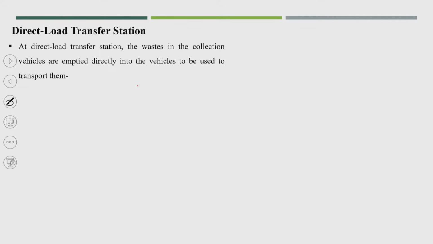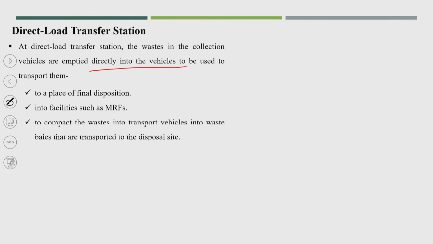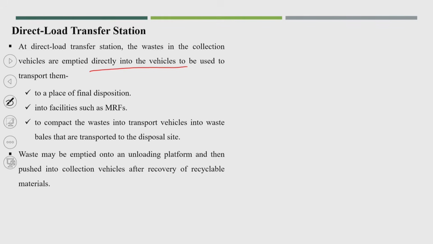At a direct load transfer station, the waste in the collection vehicle is emptied directly into the vehicle used to transport it to a place of final deposition, such as MRF facilities, or to compact the waste in the transport vehicle into waste bales that are transported to the disposal site.